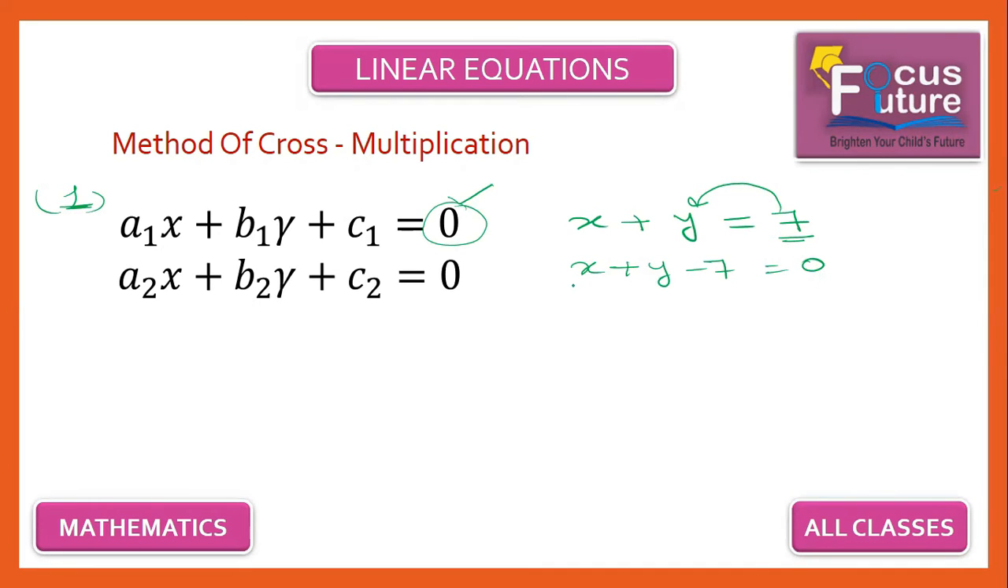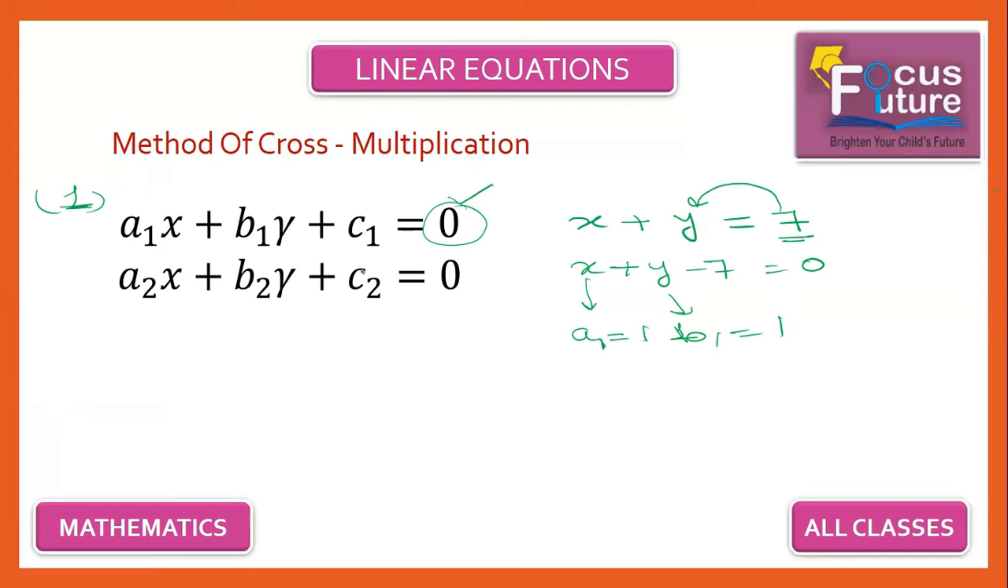Here, what is a1? What is the coefficient of x? Coefficient of x is 1, so a1 would be 1. And what is b1? Sorry, what is b1? The coefficient of y. Coefficient of y is 1, so b1 is 1. Right? You have to represent your equation in this form.